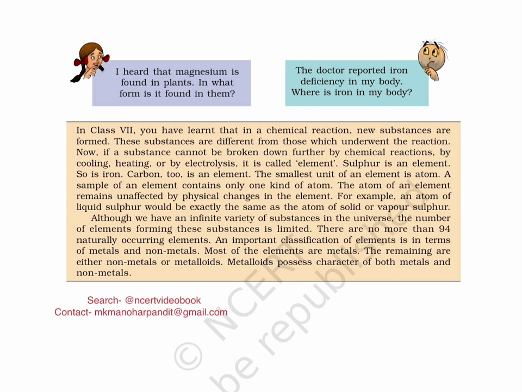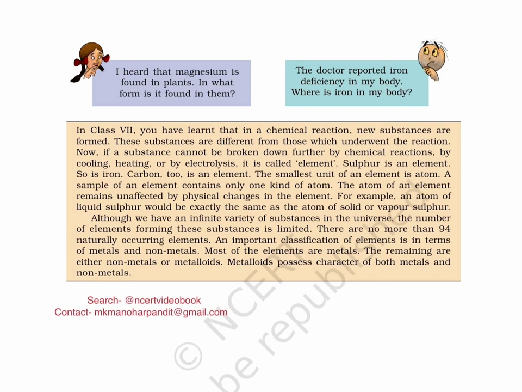In class 7, you have learnt that in a chemical reaction, new substances are formed. These substances are different from those which underwent the reaction. Now, if a substance cannot be broken down further by chemical reactions, by cooling, heating, or by electrolysis, it is called an element. Sulfur is an element. So is iron. Carbon too is an element. The smallest unit of an element is an atom. A sample of an element contains only one kind of atom. The atom of an element remains unaffected by physical changes in the element.